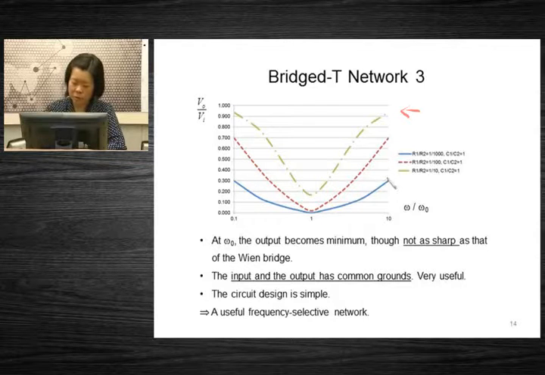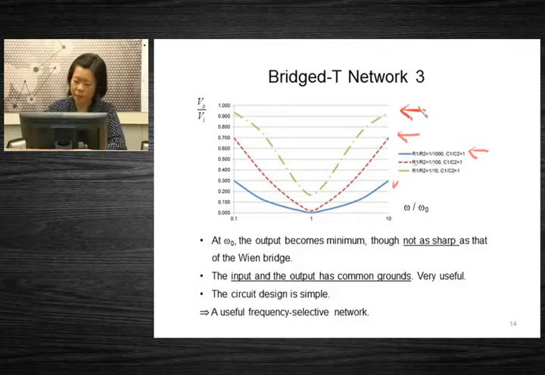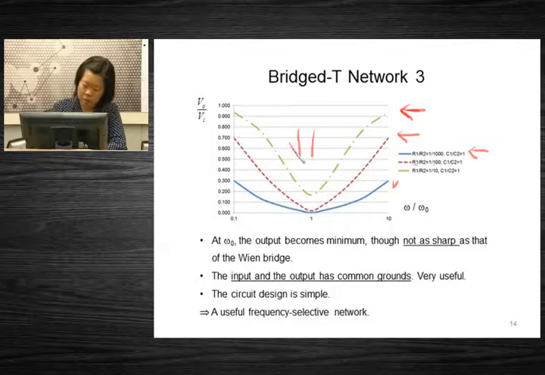Here we see three curves. The blue curve is for the case when the ratio between R1 and R2 is 1 over 1000, and the capacitances have the same value. The red curve is for the case when the ratio between R1 and R2 is 1 over 100, and the capacitances have the same value. And the green curve is the case when the R1 and R2 ratio is 1 over 10, and the capacitance values are the same.